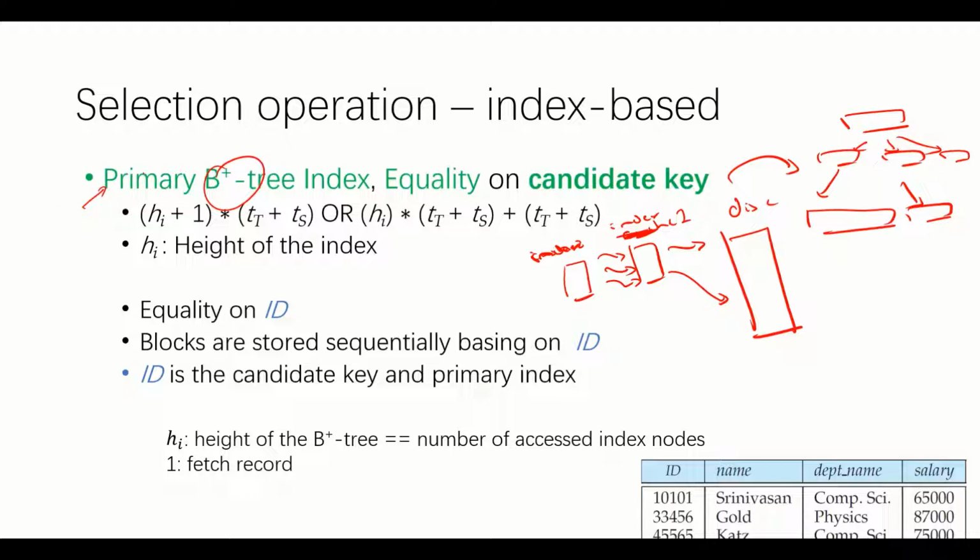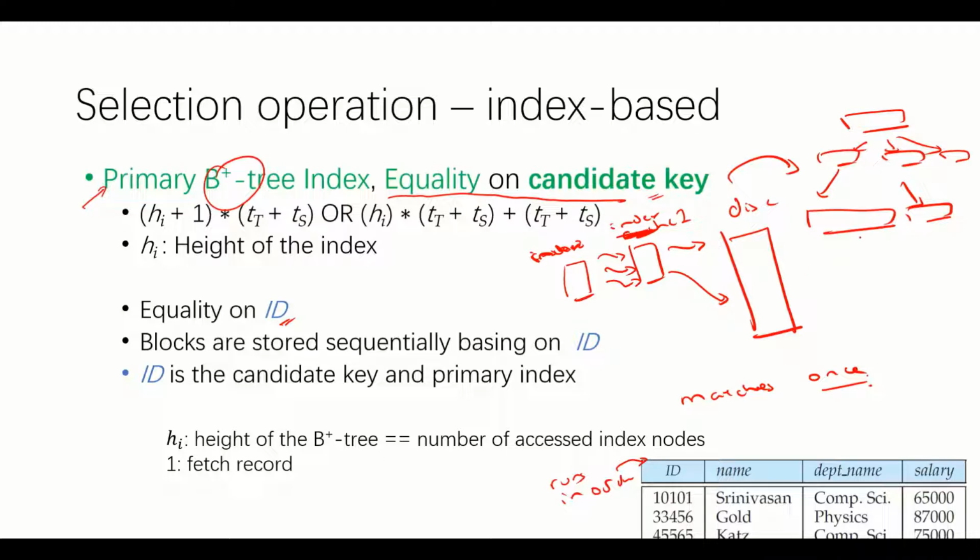So we have a primary index, which means that this runs in order. So in this example, it will be perhaps like your ID, which runs in order. And what we are doing is an equality on the candidate key, which means that it only matches once because it is the candidate key. So doing an equality on ID, which is a candidate key, the blocks are stored sequentially based on the ID. ID is the candidate key and the primary index.